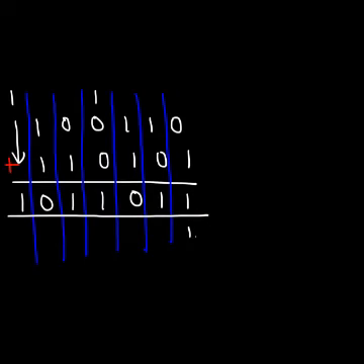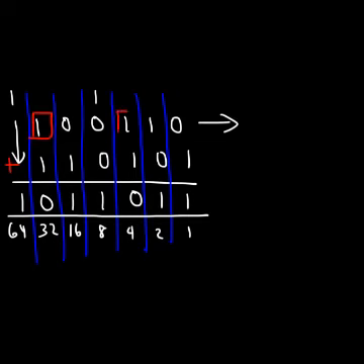So this is going to be 1, 2, 4, 8, 16, 32, and 64. So let's get the decimal equivalent of the first number. So we have a 32 plus a 4 plus a 2. 32 plus 4 is 36, plus 2, that's 38.